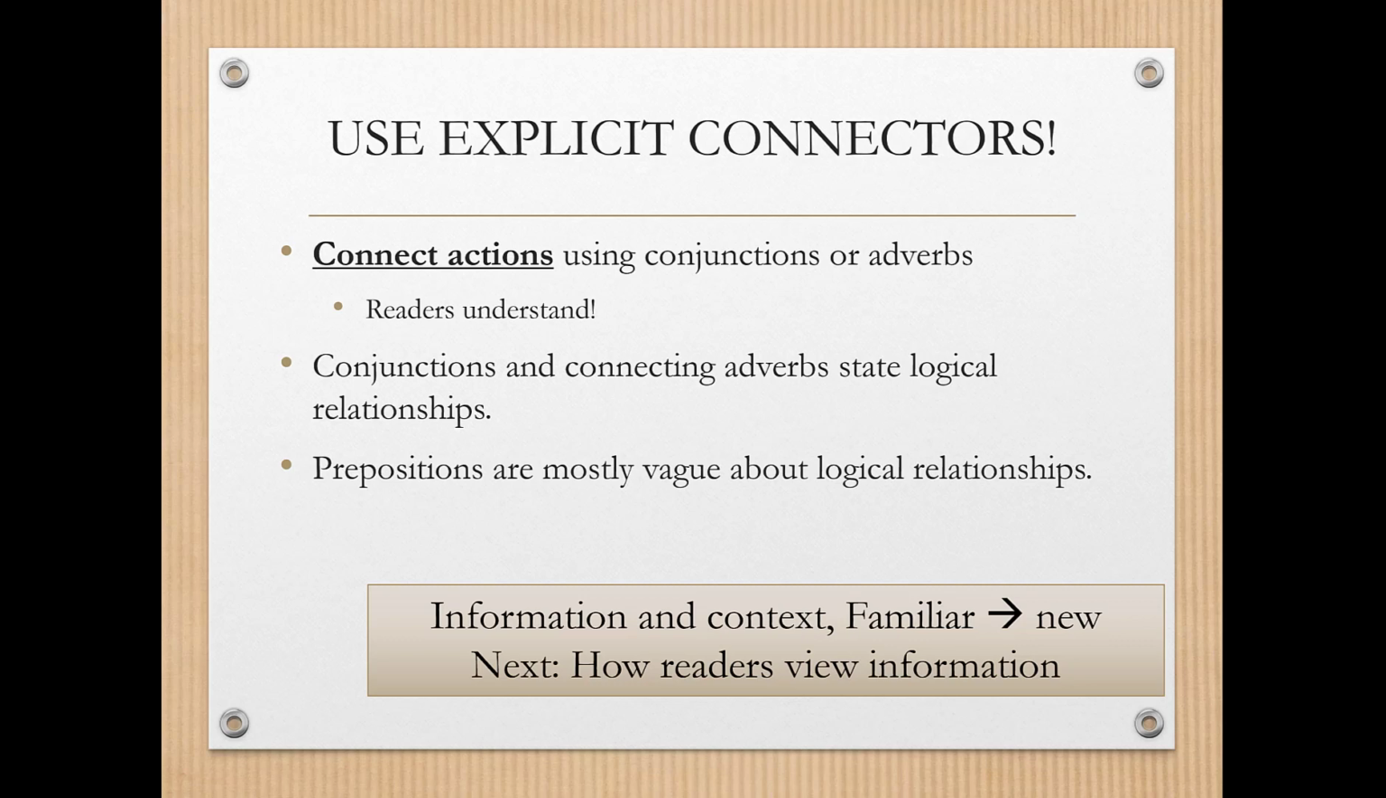In the next piece, again, we go further and deeper and into more powerful descriptions as to how we can improve our writing. We're going to talk about information and context. We're going to think about starting with the familiar and then providing something new to the reader. And we're also going to think about how readers view the information that we're providing for them.